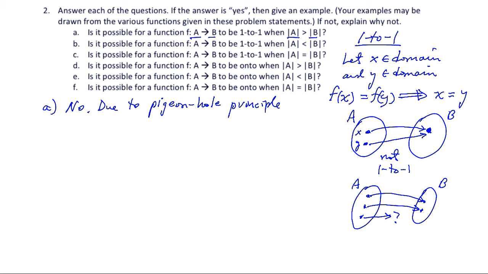Okay? For part B, is it possible for the function to be one-to-one when A is less than B? Sure. Just don't map any 2 elements to the same one. A simple example would be A having 2 elements in it and B having 3. Just map those 2 elements over so they don't map to the same element.